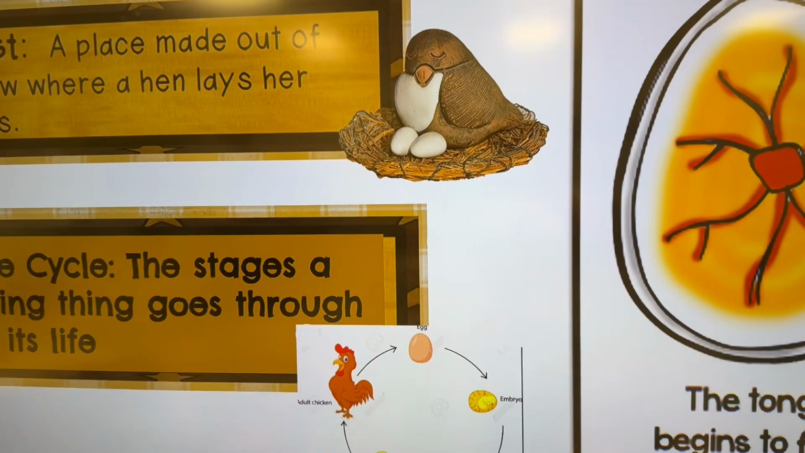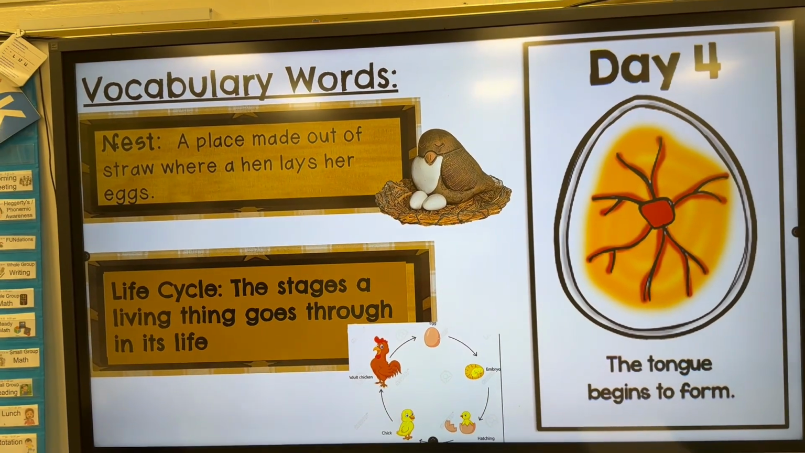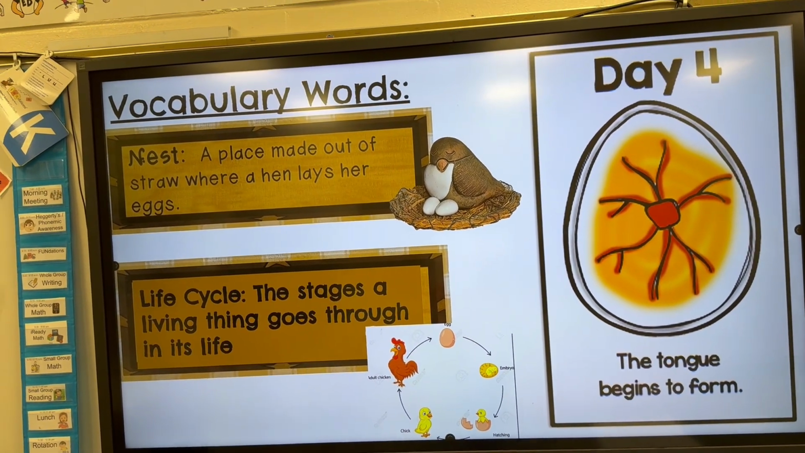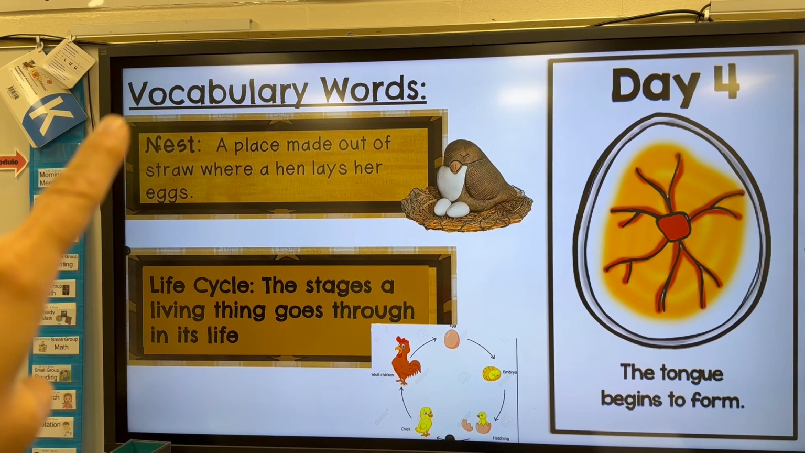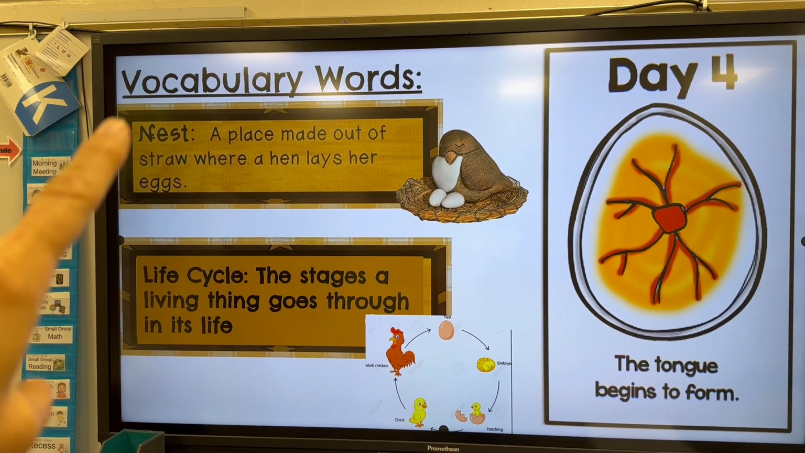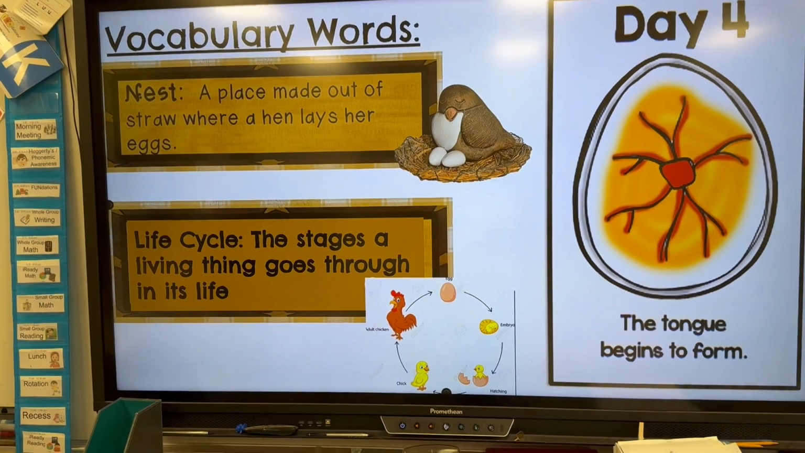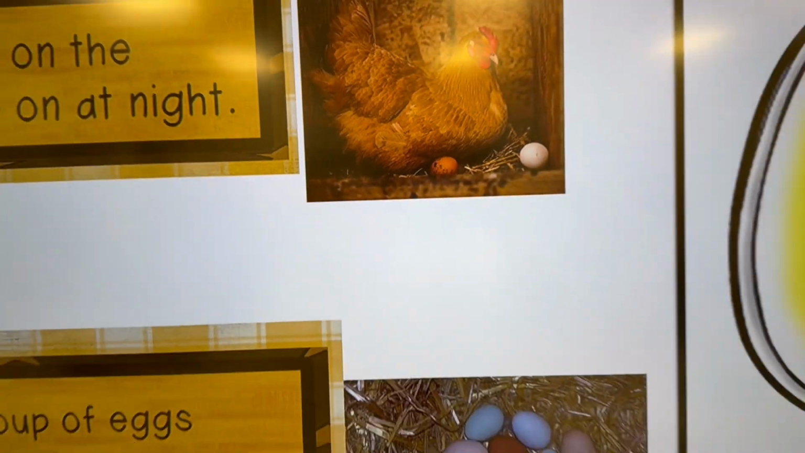On day 4, which was yesterday, we had something very wet happening. Do you remember what that was? The tongue begins to form. See if you can remember what a nest is and what we learned about how they make a nest in the coop in a domesticated environment as a pet. And then the life cycle of a chicken. And then today we are on day 5. So let's take a look at day 5.